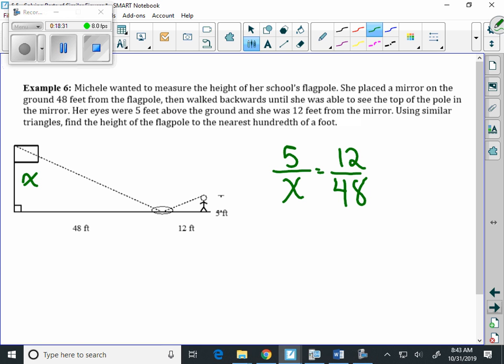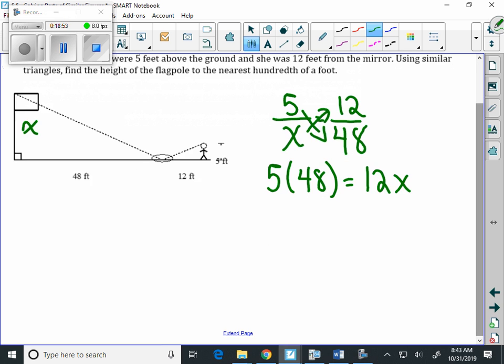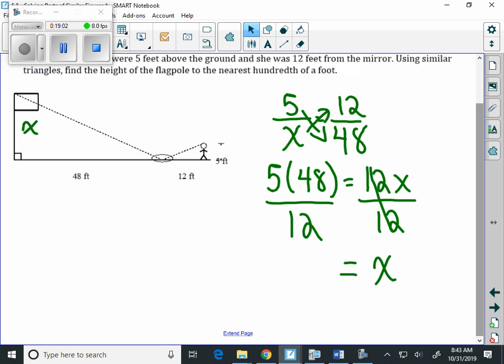So we've got little triangle to big triangle. 5 is the little, x is the big. 12 is the little triangle, 48 is the big. And we can cross multiply to figure out our height. It's 5 times 48 equals 12 times x. Divide both sides by 12. And we can type it in to finish.